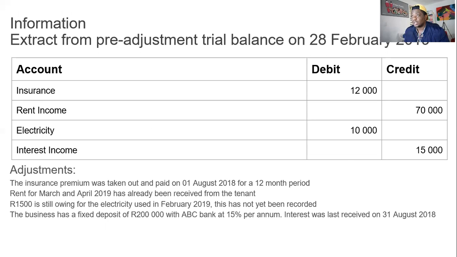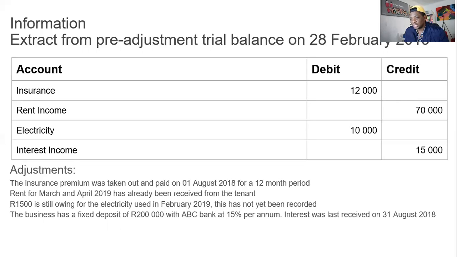So you can see here we have an extract of a pre-adjustment trial balance, and then we have adjustments at the bottom. In the pre-adjustment trial balance, we have insurance sitting at 12,000, rent income at 70,000, electricity at 10,000, and interest income at 15,000. We won't total this one up because it's an extract, so the debit and credit columns wouldn't be equal here, but they would have to be equal if it was a full pre-adjustment trial balance.